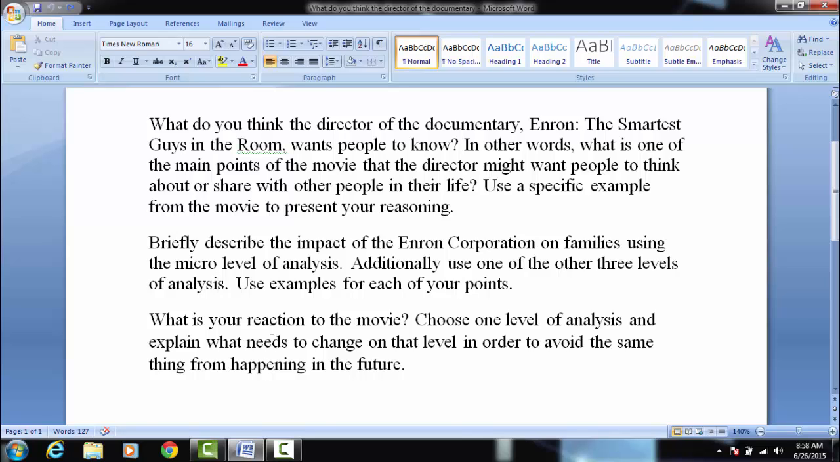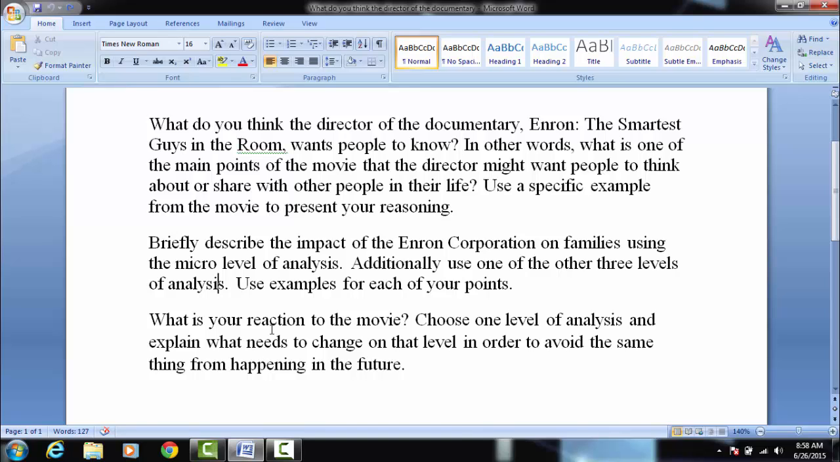In this case, we know that we're going to have to use 2 levels of analysis in this response that we're coming up with. One level is the micro level. Another level is any other of the 3. We also have to use examples from the film to support each of those points.